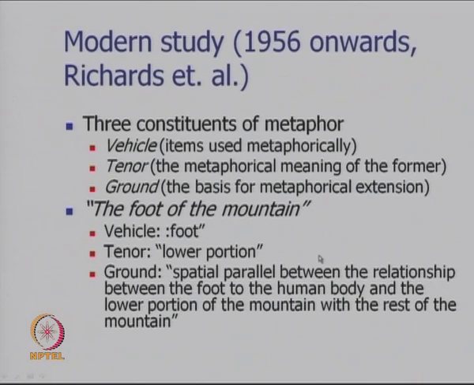We see a modern study of metaphor from 1956 onwards by Richards et al. And they point out that there are three constituents of metaphor. There is what is called a vehicle, the item used metaphorically; tenor, the metaphorical meaning of the former; and ground, the basis for metaphorical extension. Let us understand this by means of an example.